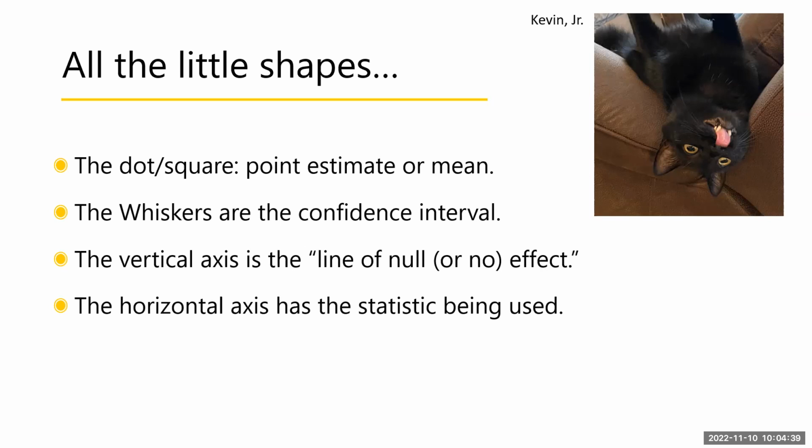Now, the vertical axis is going to be the line of null effect. I learned it as the line of no effect, so I call it the line of no effect. You can use either, whichever way you learned it. And then the horizontal axis has a number and some statistics, the things that are being used or measured. So those are the basics. And there's Kevin Jr. there, and that's kind of what he does when I start talking about statistics. But he's a good listener.